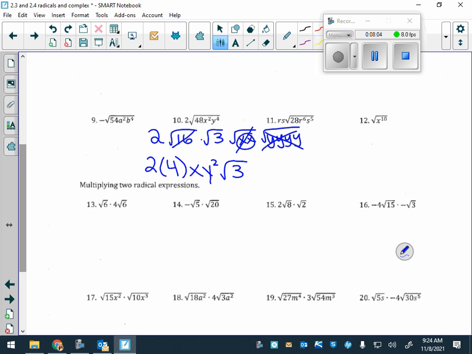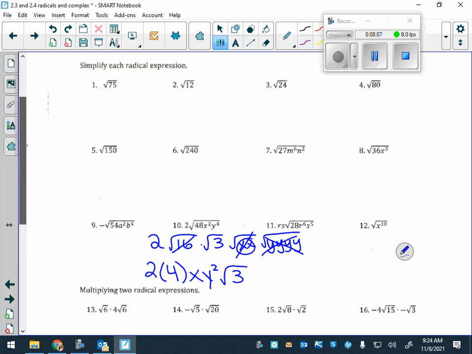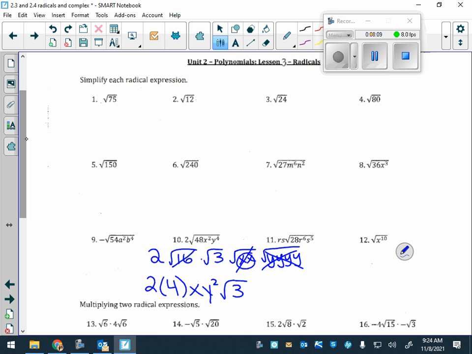Number 4? Number 4. Okay. Number 4 square root of 80. What are 2 factors of 80? Okay. Then what? Can you keep going? Okay. Every pair, 1 comes out. 1 pair of 2s. Whatever's left over stays inside.